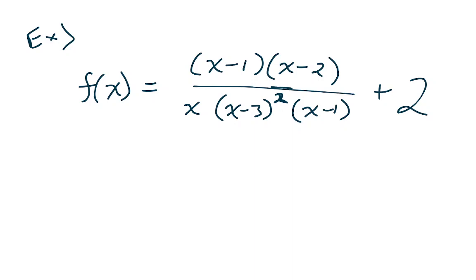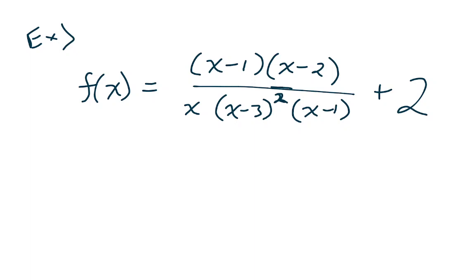Now, there's all kinds of approaches on this type of problem, but I'm going to share with you one thing you really don't want to do, which is try to FOIL and simplify everything. Do you realize that the factored form is actually simpler? Because when it's in factored form, we can already see the zeros.